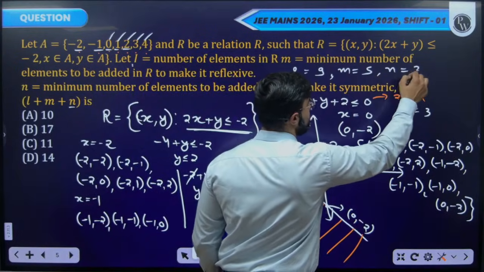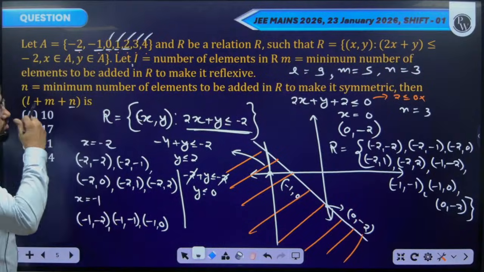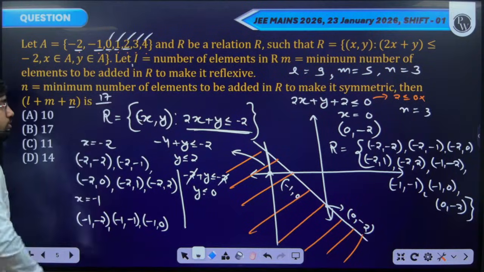So n is 3. So l plus m plus n, what is the value of this? I think 8 plus 9 is 17. So this value is 17.